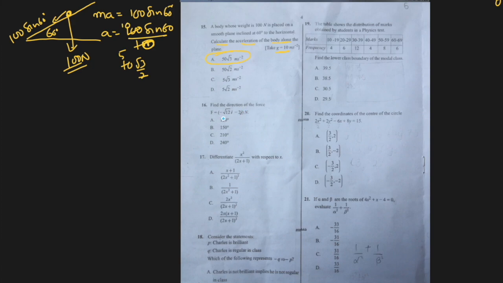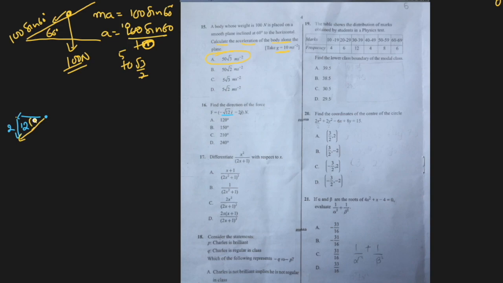Find the direction of the force. Just direction, so basically they're asking for the bearing. Let's start from here. It is negative 12i, which means going 12 units in this direction. Then we have negative 2j, that means 2 units in this direction. So this will be our resultant force, the force which is 12 to the left and 2 down.